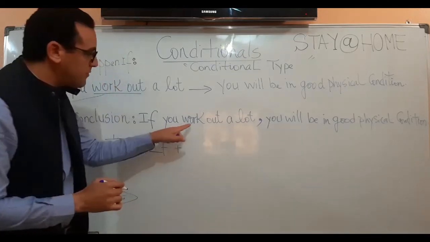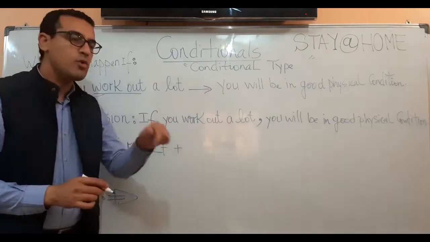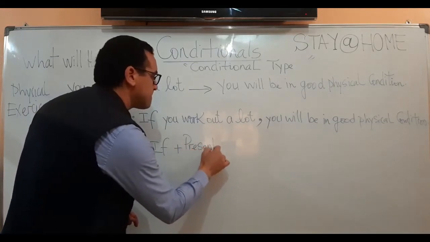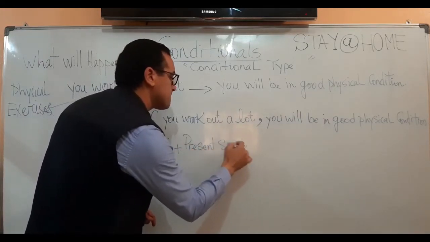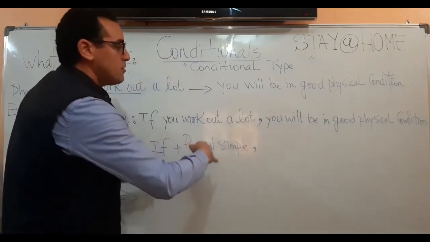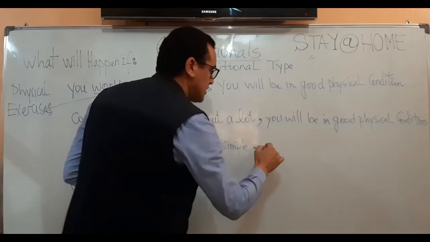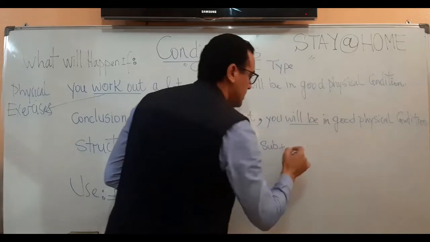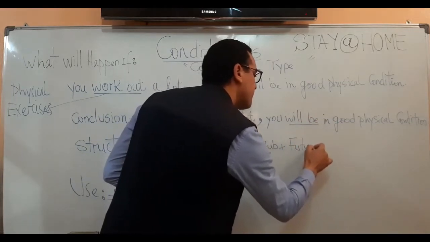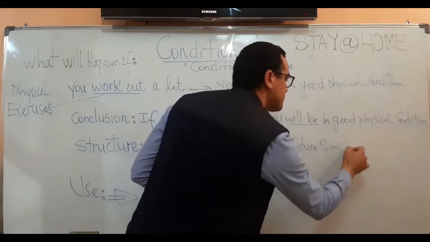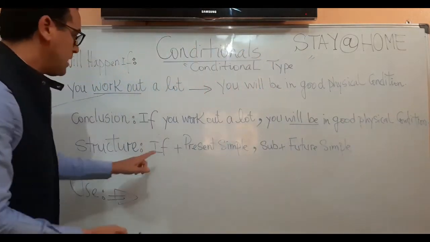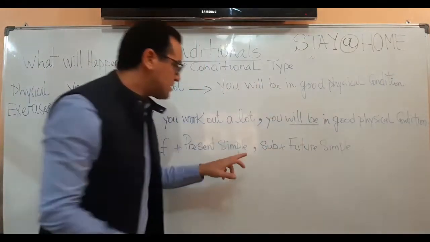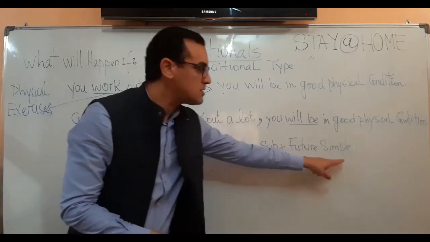If plus, what do we have here? The verb is in which tense? If you work, or if he works. So it's in the present simple. Then we have a comma. The result, the main clause, is in which form or in which tense? It is subject plus will be. That's future simple. So we have if plus present simple, it results in, or it gives us, subject plus the future simple.